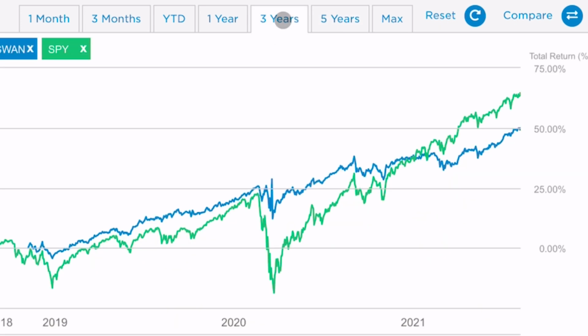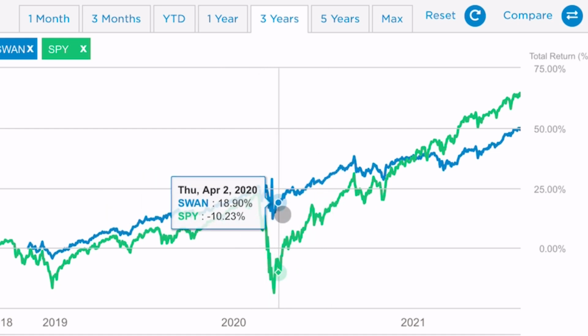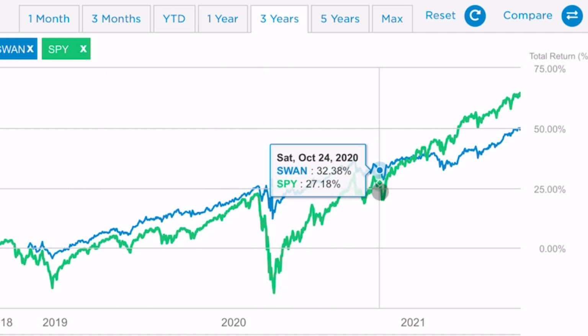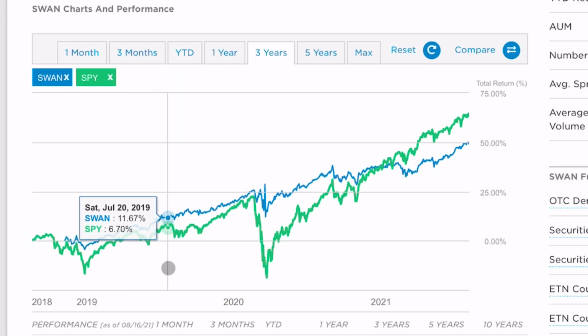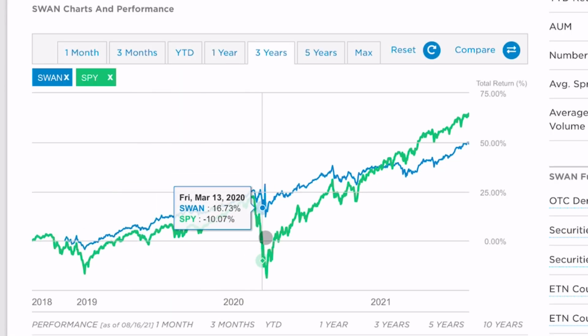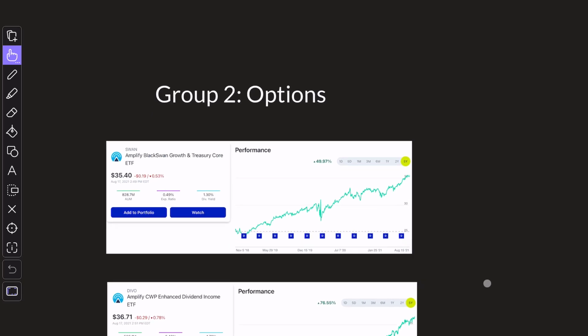Something to note, let's zoom in a little bit more, is that during the coronavirus crash, it kind of did its job. It didn't really go down, and of course, it doesn't have all the upside of the S&P 500. But I gotta say, my scientific opinion is the line is definitely going up and to the right, and that's usually a good sign. Now, the next one is DIVO.